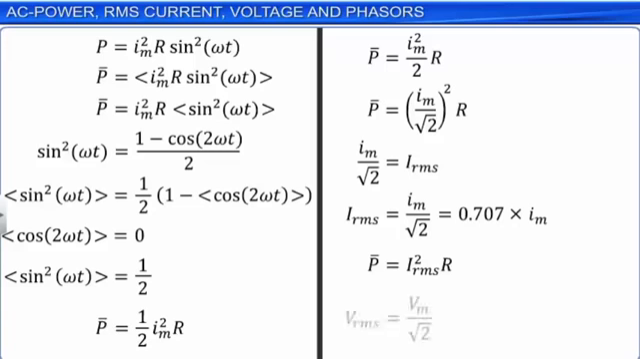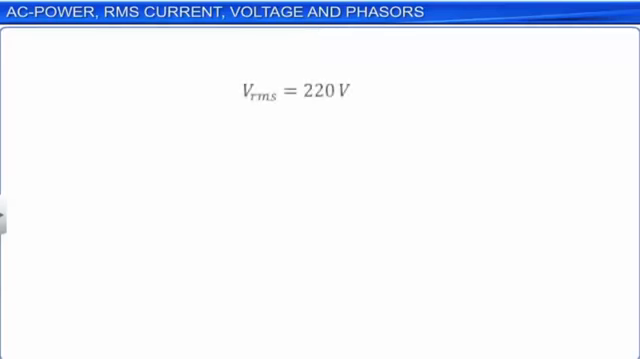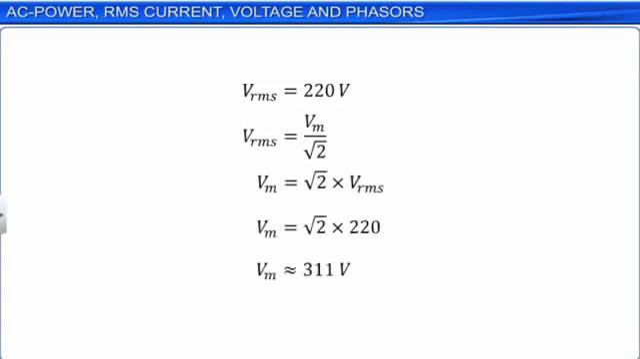Similarly, we can denote the RMS voltage or effective voltage, VRMS, as Vm by √2, where Vm is the amplitude of the AC voltage. The value of voltage normally used to describe an AC voltage is an RMS voltage. For example, domestic supply has 220 volts AC. Here, 220 volts is the RMS value of the voltage given to domestic consumers. The amplitude of the AC is √2 times the value of RMS voltage. Thus, the amplitude of the AC given to domestic consumers is approximately 311 volts.